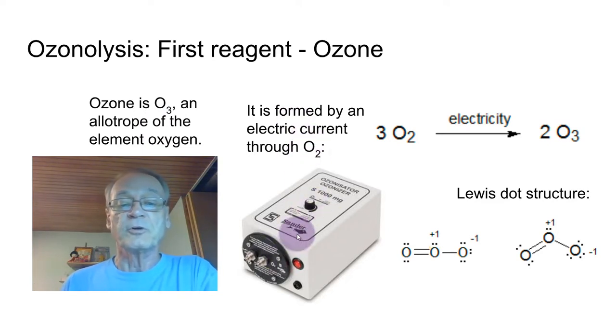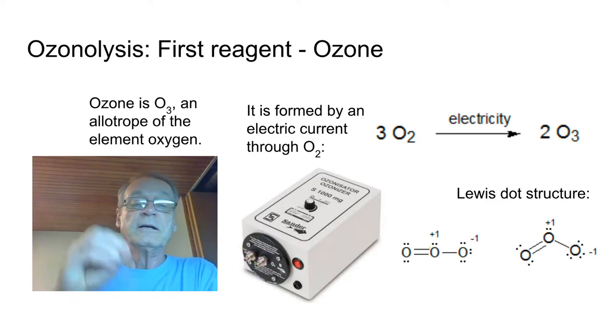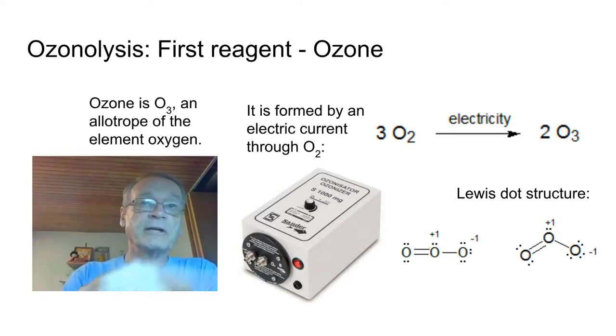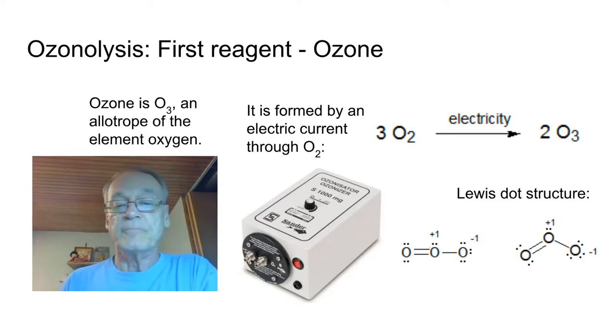So I found a picture of an ozonizer on the internet, and basically it's just a box where you let oxygen in one of these two ports. It runs through an electric current and comes back out again as ozone. So you would attach the ozone side to whatever flask you want to put the sample into, and you let the ozone go into that flask, and it would react with your alkene. Here's the balanced equation: 3 molecules of O2 becomes 2 molecules of O3.